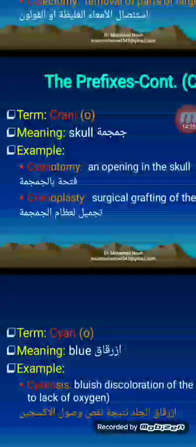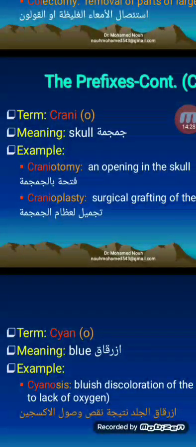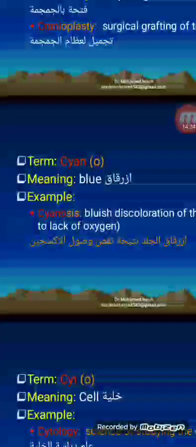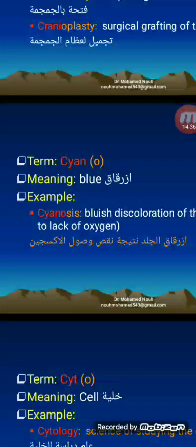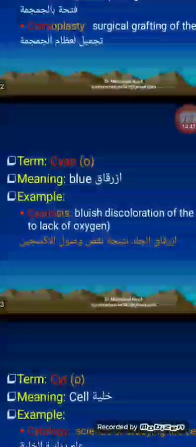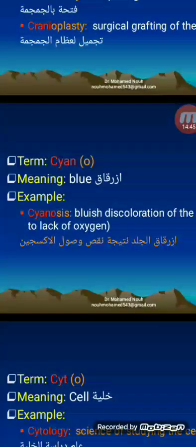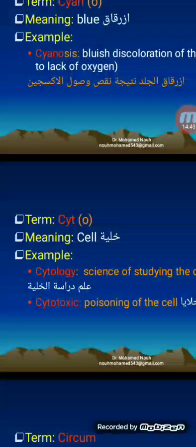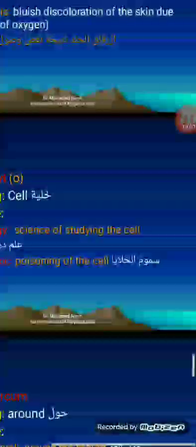Cranioplasty, plastic surgery أي جراحة التجميل. It's called plastic surgery. Surgery هي جراحة. Cyano means blue. Cyanosis, bluish discoloration of the skin due to lack of oxygen. Cytology معناها علم الخلية. Cyto معناها cell. Cytology, science of studying the cell.